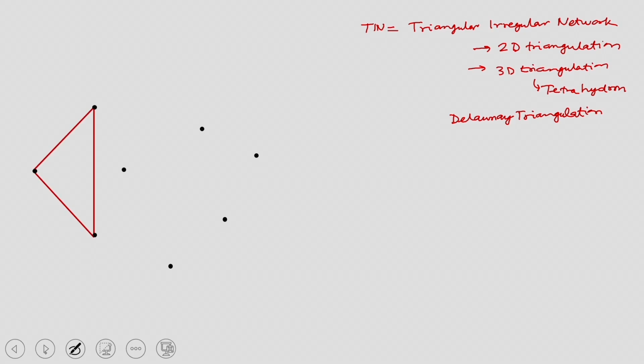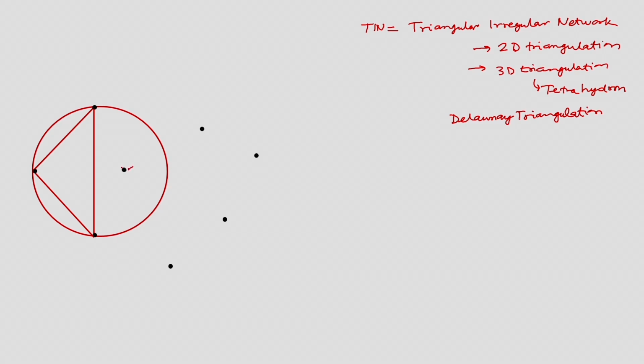First, take any 3 points and develop a triangle. Now, fit a circumscribing circle passing through these 3 points of the triangle like this. Now you realize that within this circle there is another point falling here, you can see here. So, that is not an appropriate condition for this Delaunay triangulation.